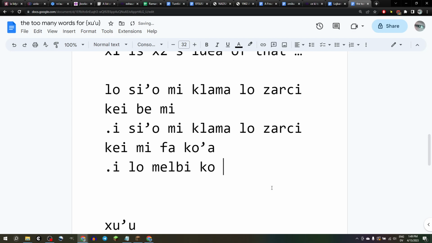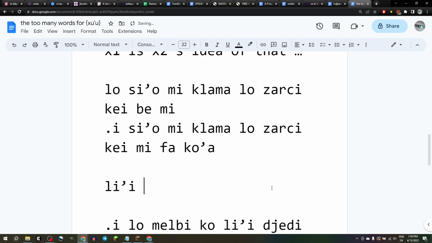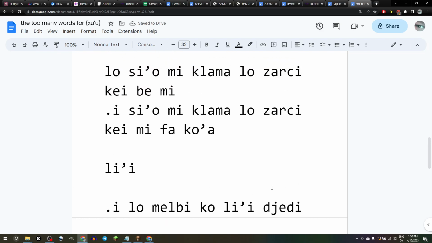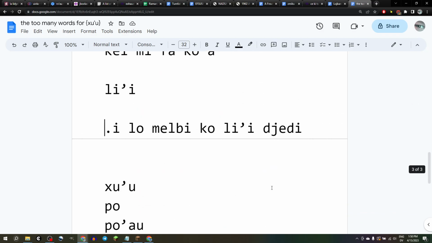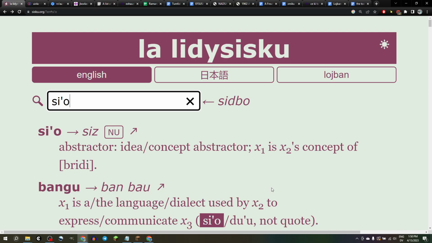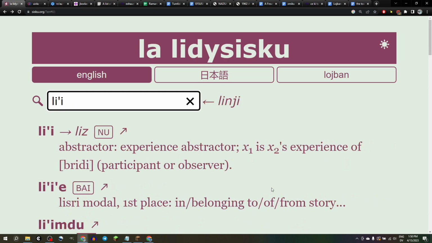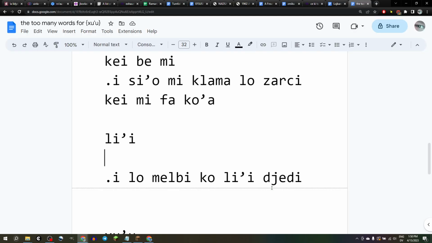Here's a sentence where we use it. Lo melbi ko lihi jadi. It's a funny sentence to understand. The main verb is lihi. Oh, we should do lihi. Lihi is the least commonly used of these 5 most common ones, but lihi gives someone's experience of something. So lihi, that's all you get, right? Yeah, the participant or observer. Lihi gives you an experience and who experienced it.